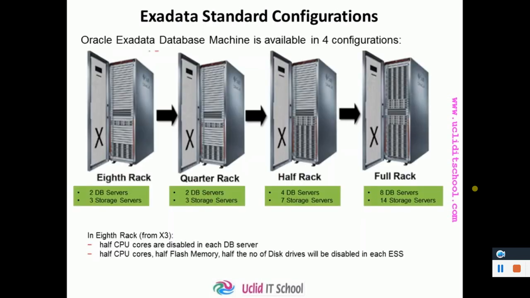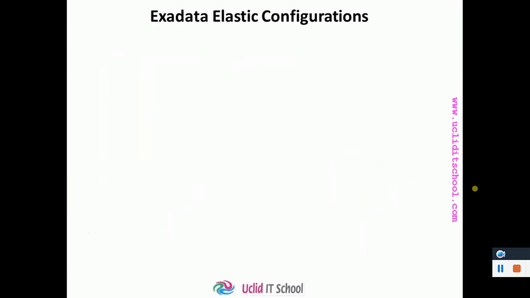Now, initially, everything is almost fixed by Oracle. The number of servers, per server capacity, everything. But later, things changed. Customers are demanding of Oracle, why are you fixing everything when we are paying? Let us choose what we want. So ultimately, Oracle has to listen to customers. That is where they introduced another configuration called elastic configuration.